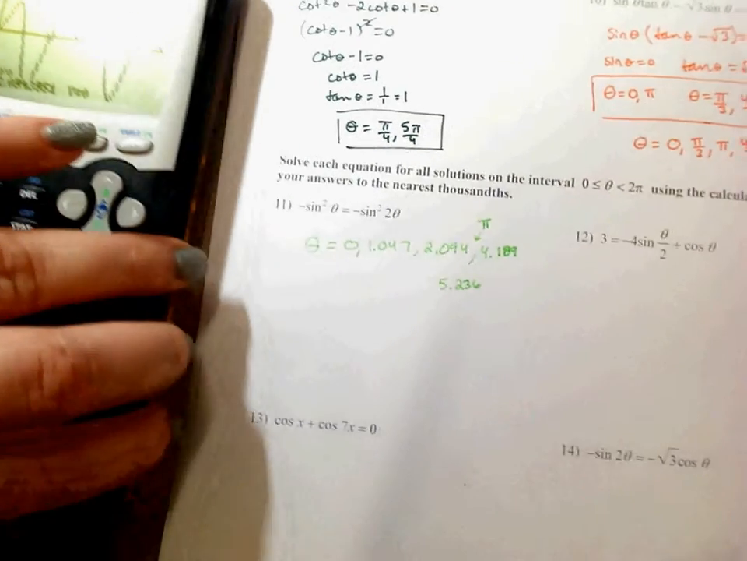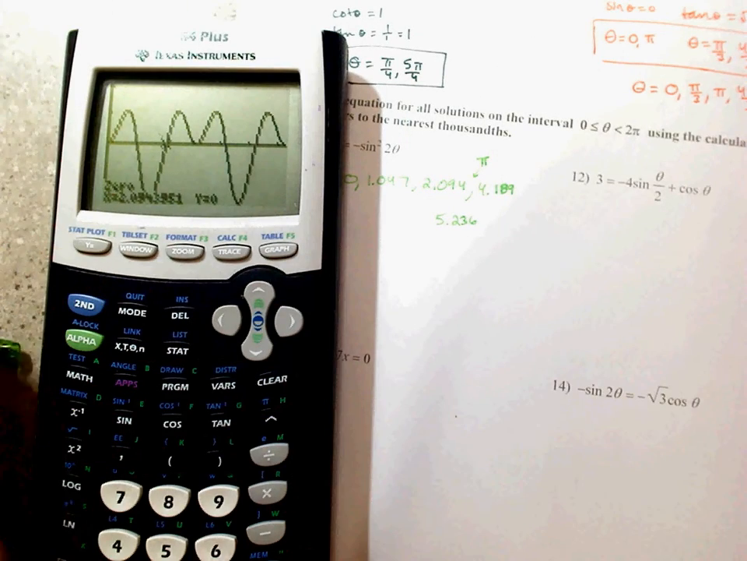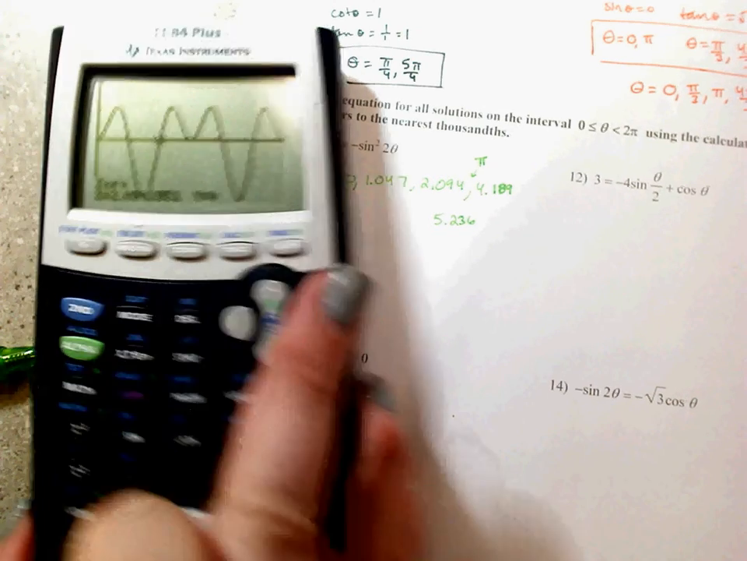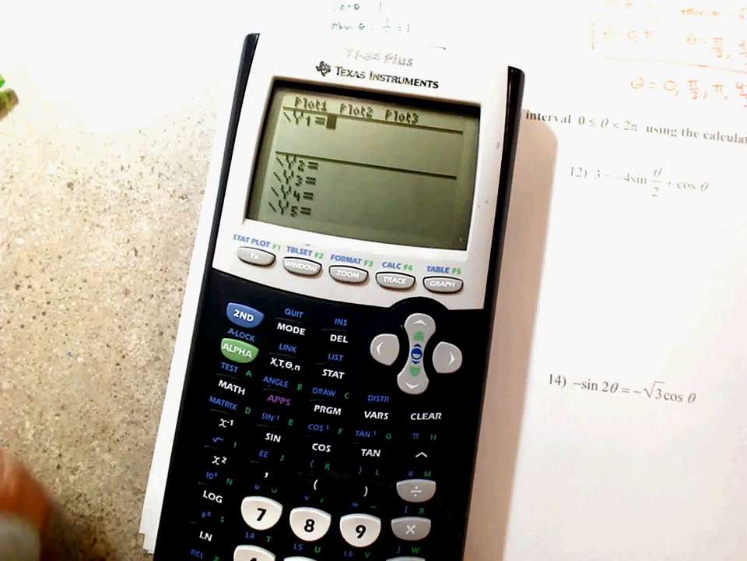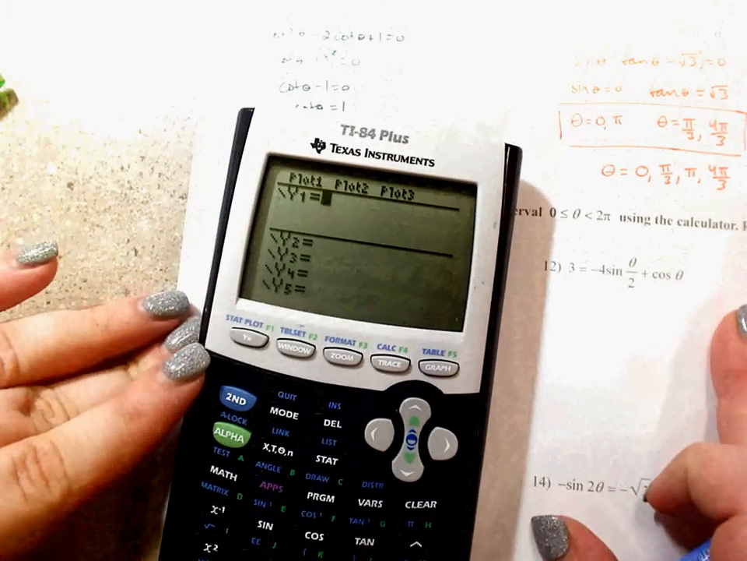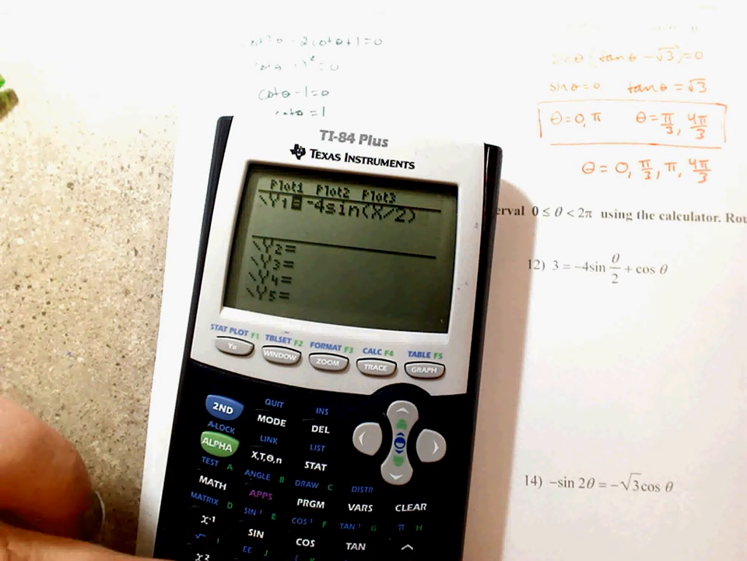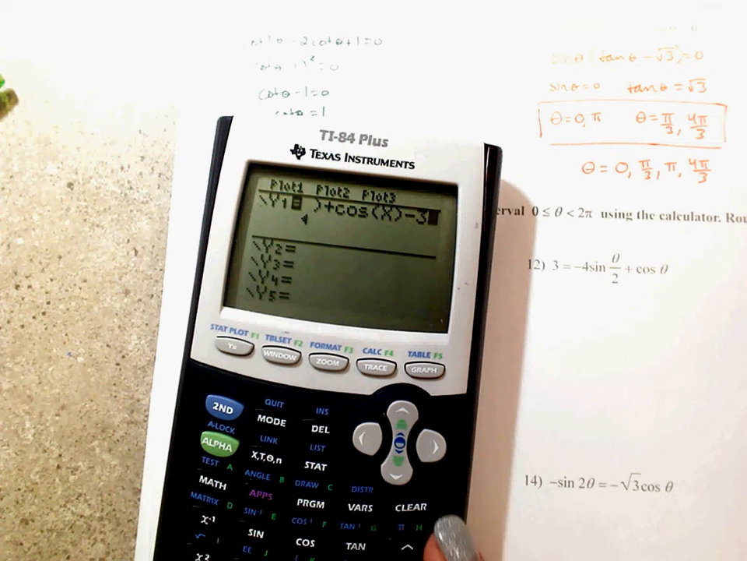Number 12 is these two. Like I said, I prefer getting everything on the same side and finding when it equals 0. So I am going to just subtract the 3 over. So negative 4 sine of x divided by 2 plus cosine of x minus 3. And, yeah, 0 to 2 pi, okay, graph.